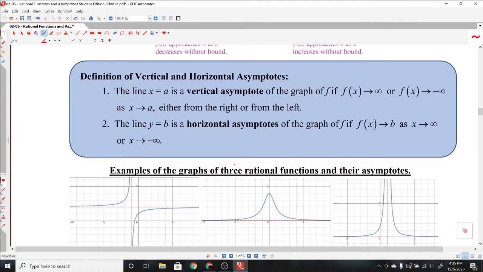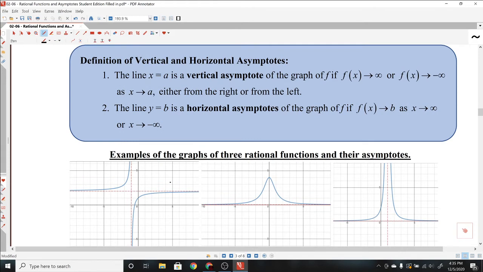So the definition. The vertical line x equals a is a vertical asymptote of the graph of f if the function goes to infinity, so the function goes up, or the function goes down, as x approaches a, either from the right or the left. The line y equals b is a horizontal asymptote of the graph if the function, so the y coordinates, approach b, this value, as x goes to infinity or negative infinity.